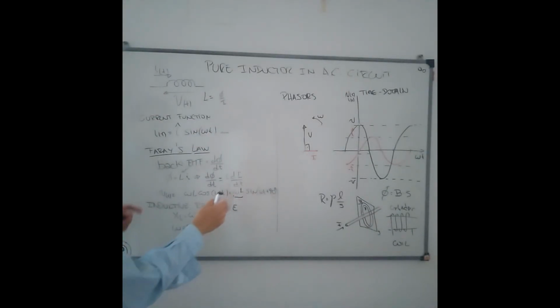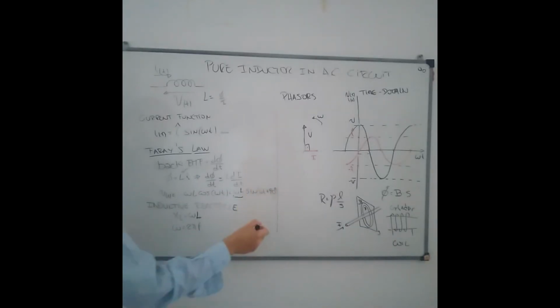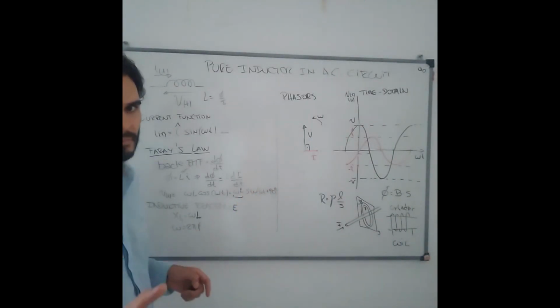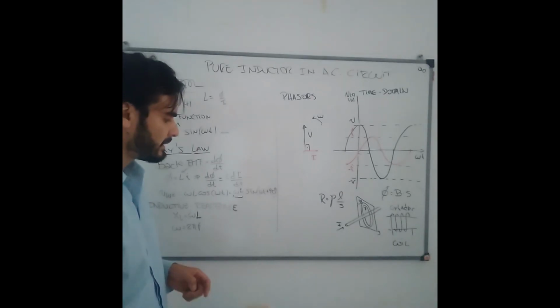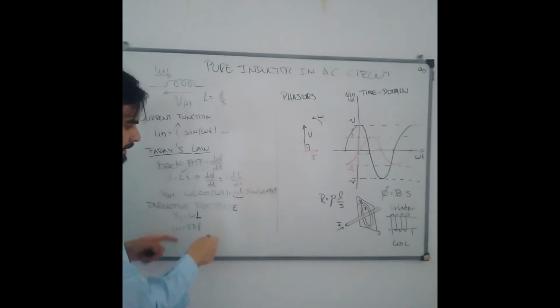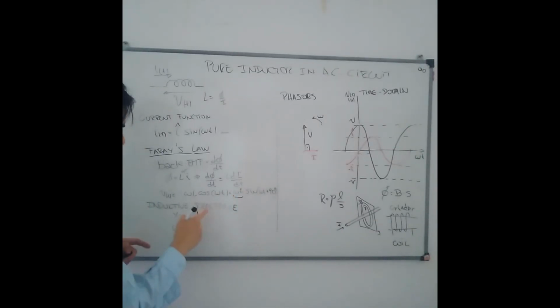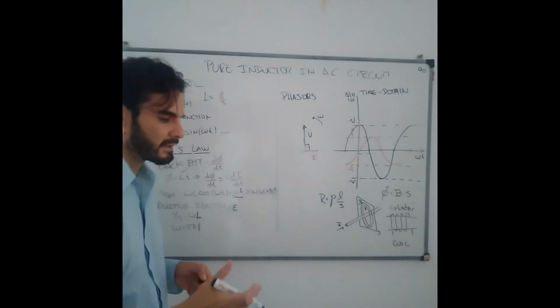In order to compare the voltage with our current, we can rewrite this as omega times L times sine of omega t plus 90 degrees. That is because this is the phase shift between two functions. But we can say this term is inductive reactance, and that represents the opposition to alternating current.